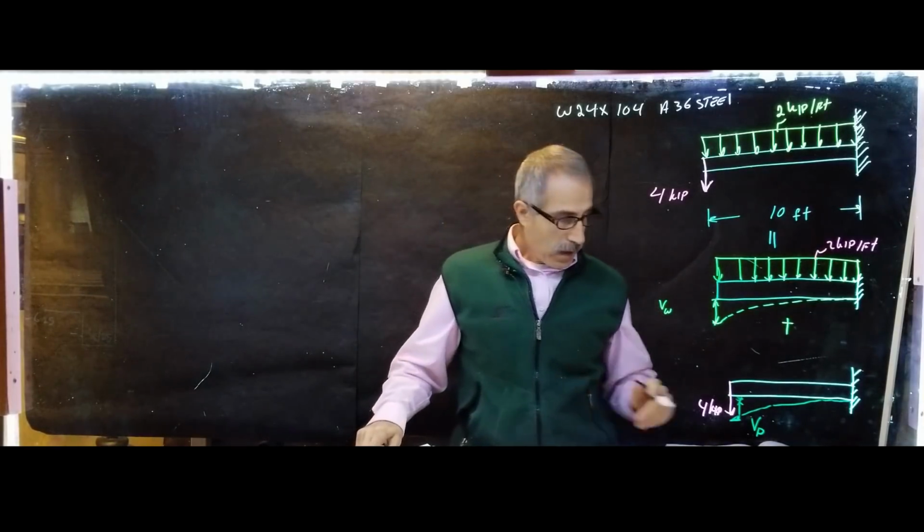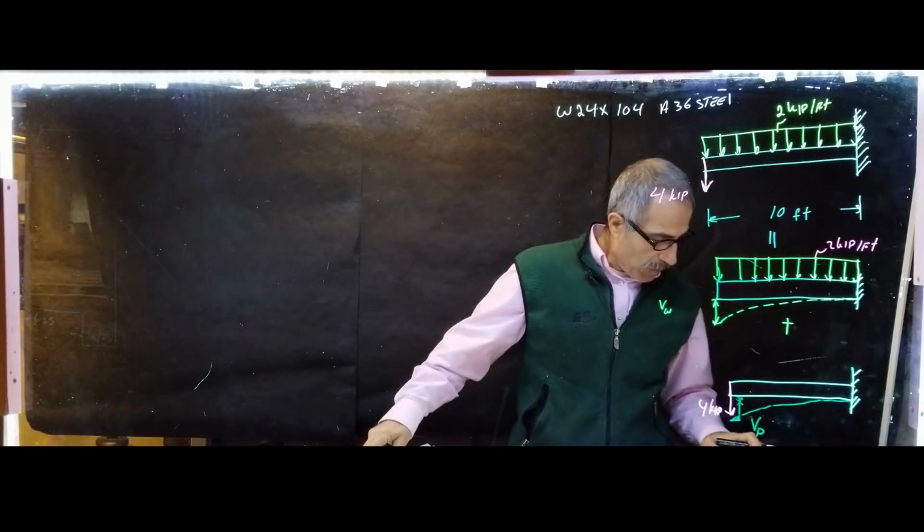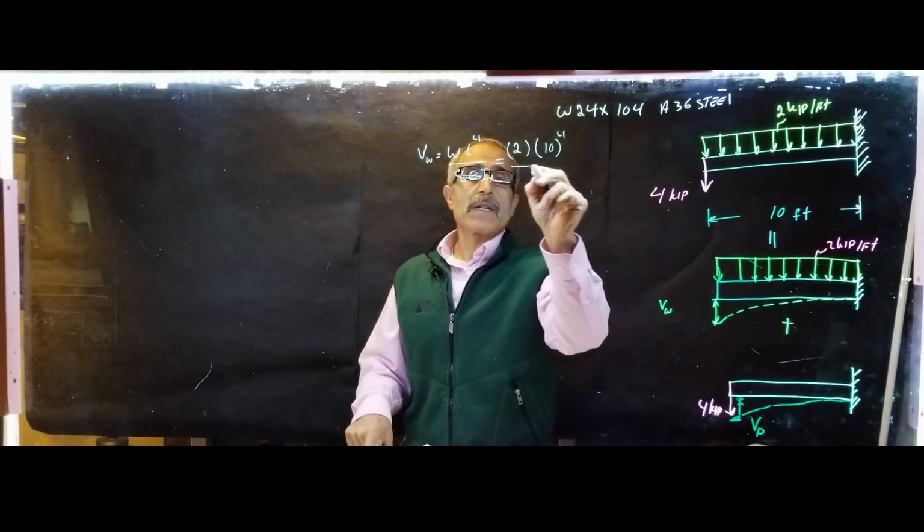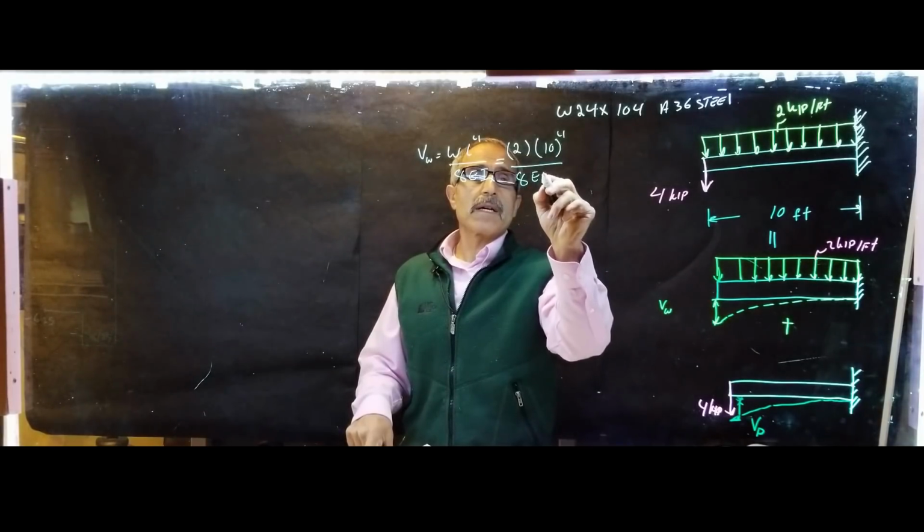If we look at the book, Appendix B, we find out that the deflection due to the uniform load, let me write it down here, V due to the W load is equal to WL^4 divided by 8EI, and that's in the X direction. And we can calculate that simply. We know it was 2 kips per foot multiplied by 10^4, divided by 8EIX.